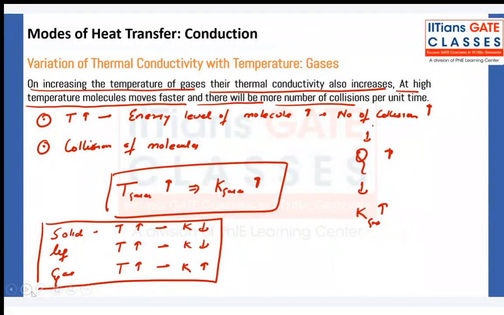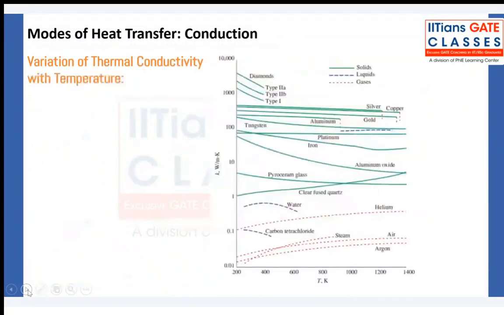So you can also see in this graph, from Yunus A. Cengel's book, I think. Now look, if I talk about gases, this is thermal conductivity against temperature in Kelvin. As you are increasing the temperature, the thermal conductivity of gases like air, helium, steam, and argon is increasing.